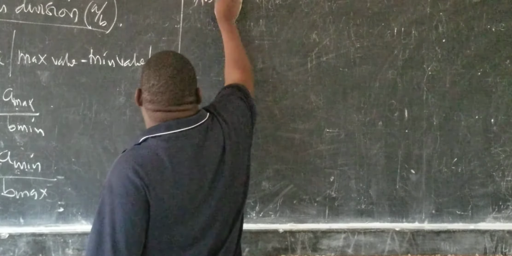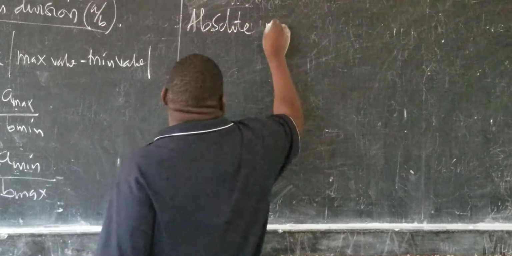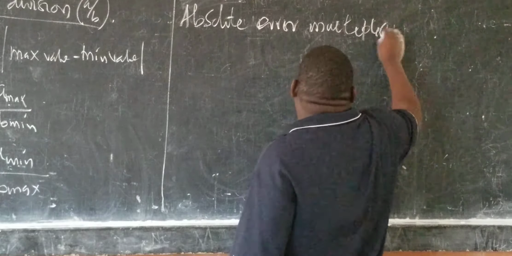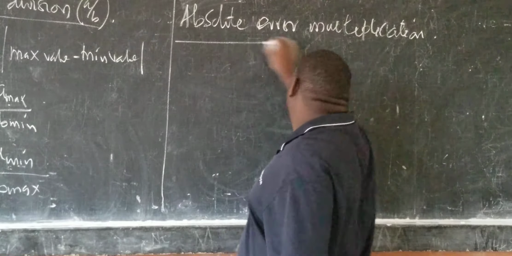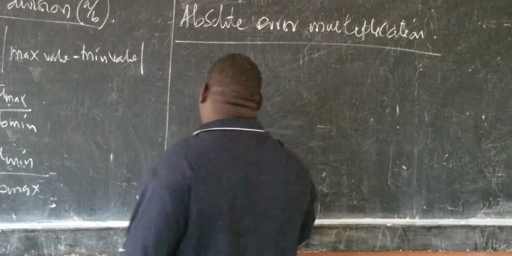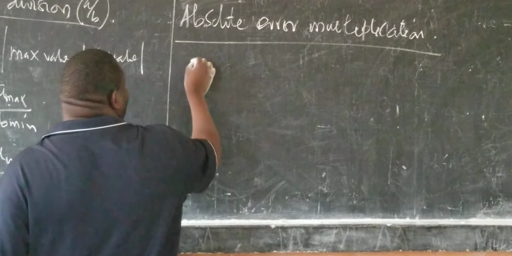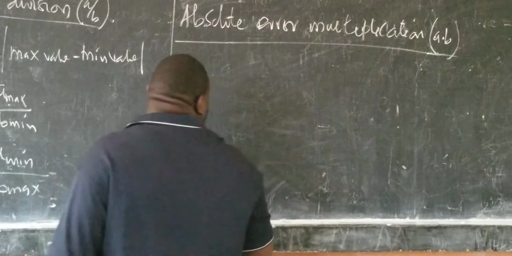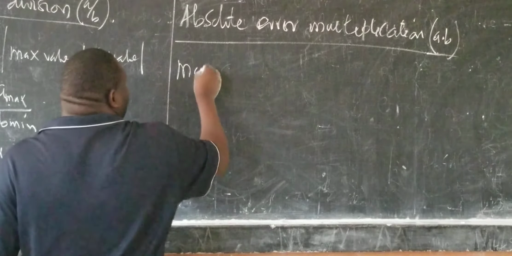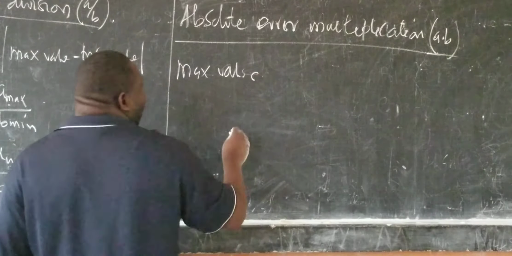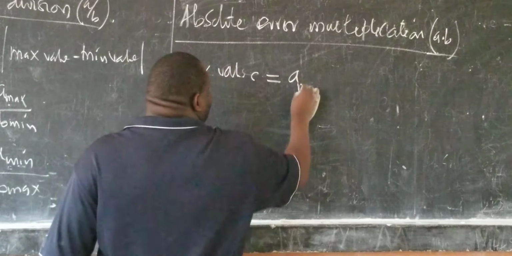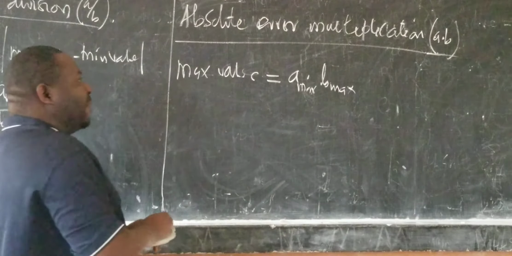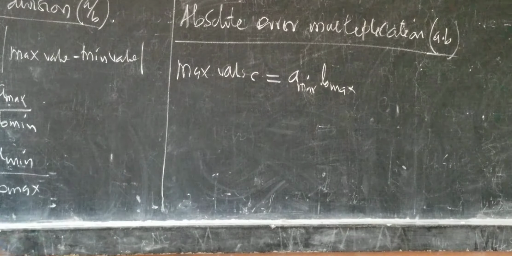the absolute error in multiplication. Absolute error in multiplication, if you're multiplying two numbers. This is you're having the A times B, that is the product of the two numbers. So if you get the maximum value in the product, you make the A very big times B very big. That is maximizing both of the values. That is in the multiplication.